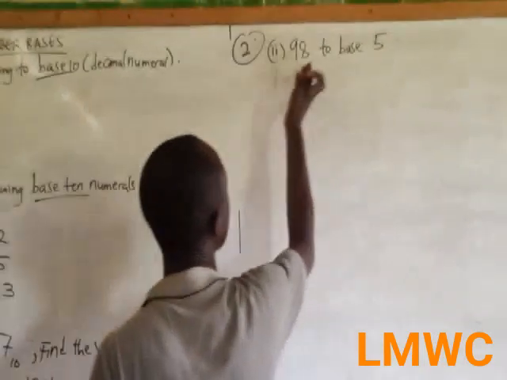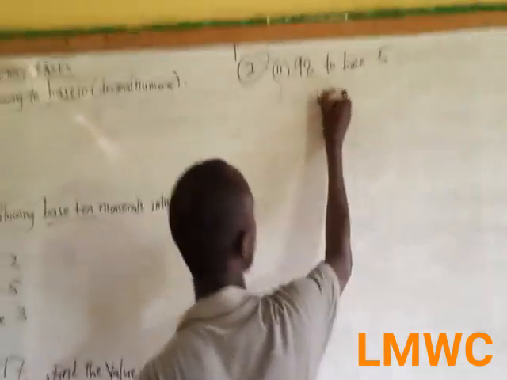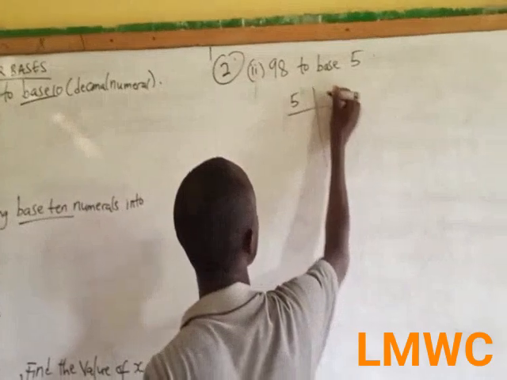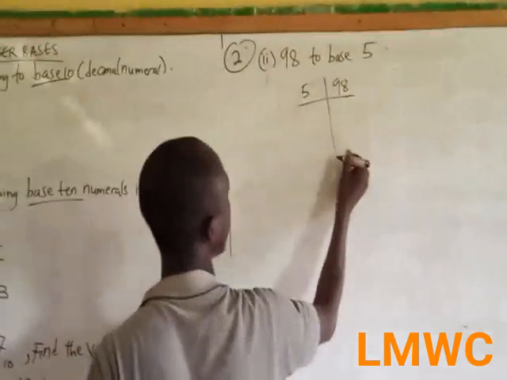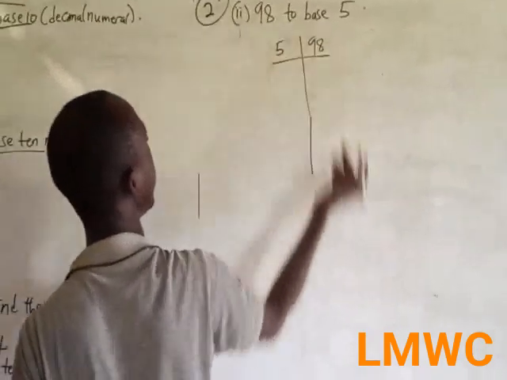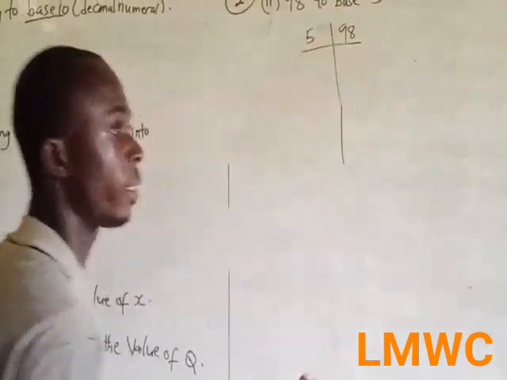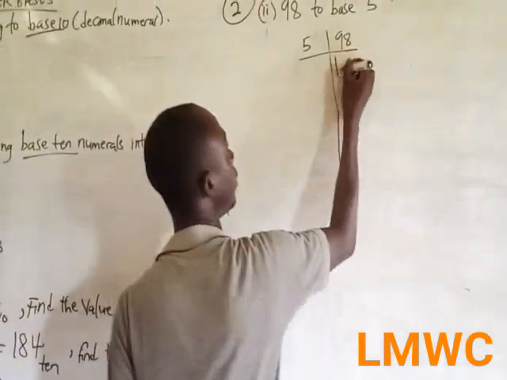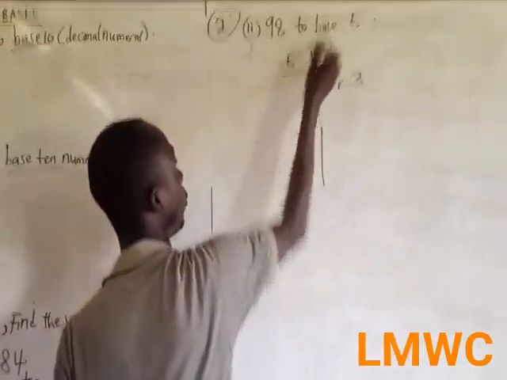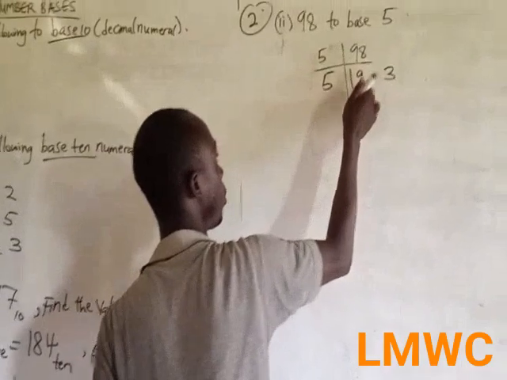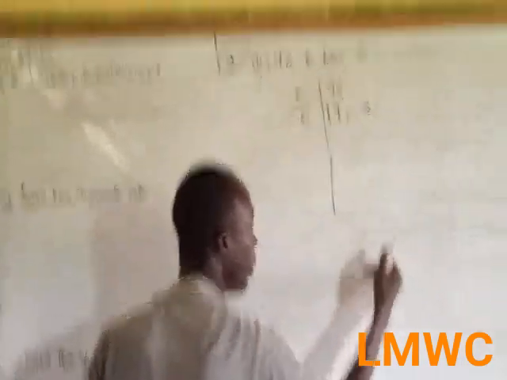Convert 98 base 10 to base 5, so divide by 5. This is 98, this is the base and this is the number. So 5 goes into 90, 5 times 19 is 95. So 19, remember 3. We still use the same base 5 because it can still break it down.